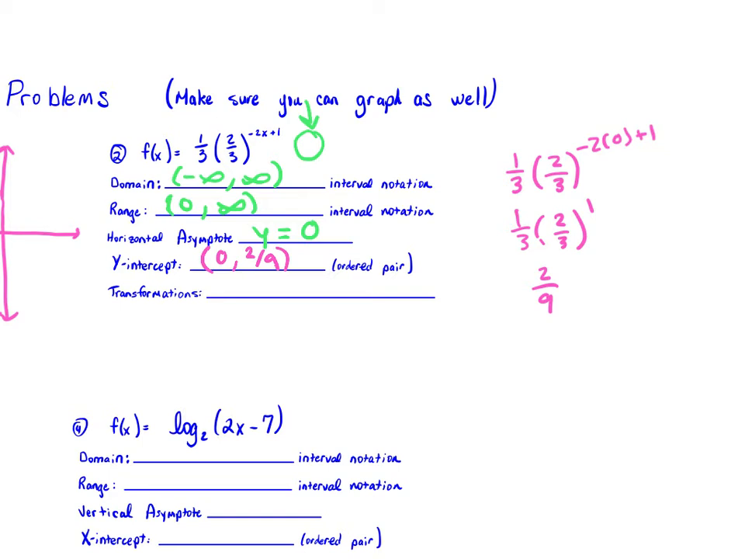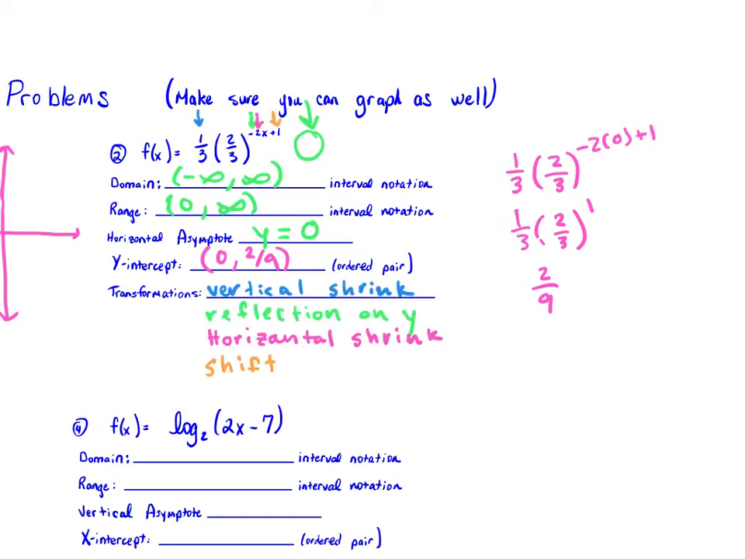Now we can look at our transformations. So we have this 1/3 on the outside. What does this tell us? Multiplying by a number, it's either going to be a stretch or a shrink, vertical or horizontal. So when it's out front, it's what?